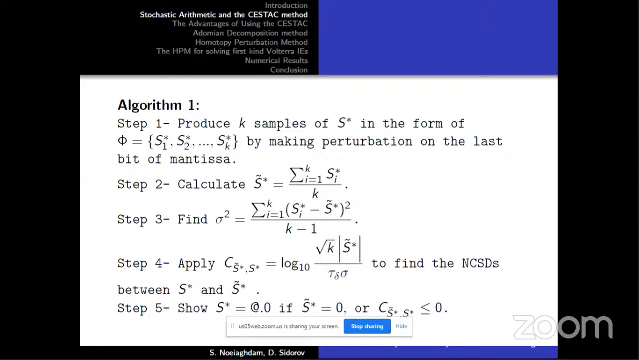So here we want to apply the stochastic arithmetic and the CSTAC method. Finding the number of common significant digits between the values would be important for us. And also I described the assigned zero, that it can be shown when the average value is equal to zero, or when we have this condition, the number of common significant digits between the average value and capital S star. We will have assigned zero.